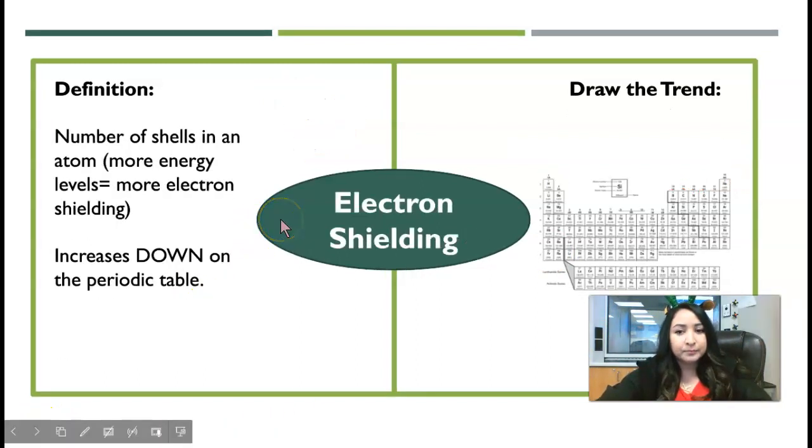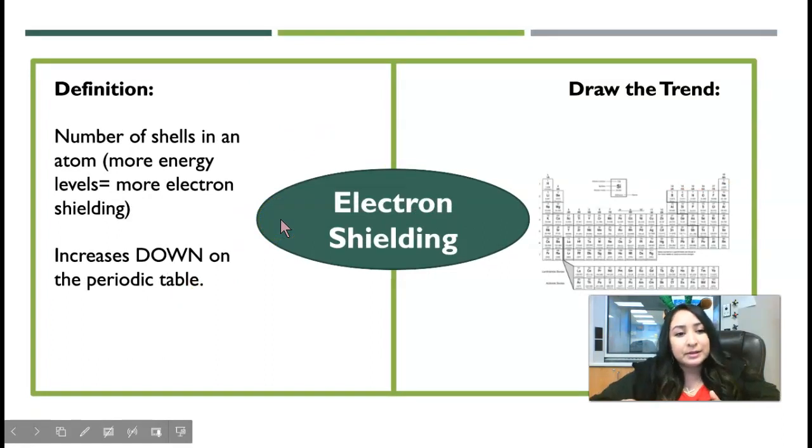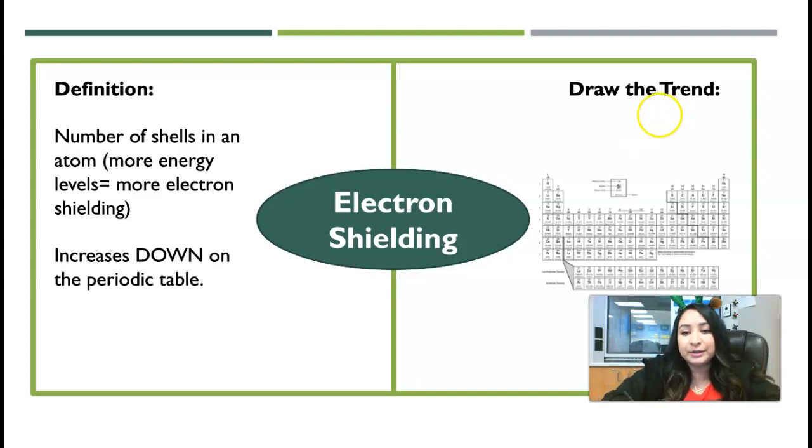Next one is electron shielding. It says the number of shells in an atom, more energy levels equals more electron shielding. It increases as you go down the periodic table. So how does this trend increase? As you go down the periodic table. Electron shielding is basically the valence electrons being shielded by the inner electrons.